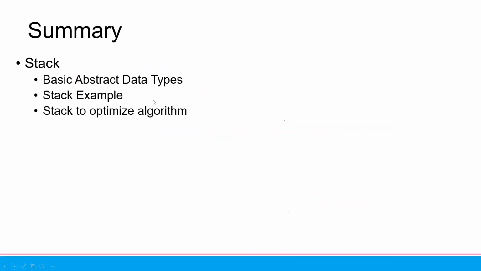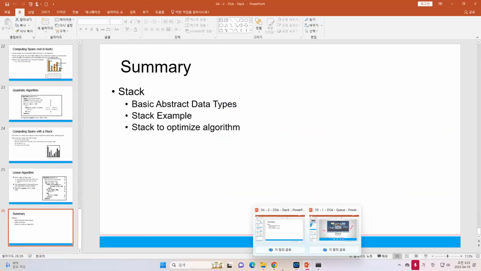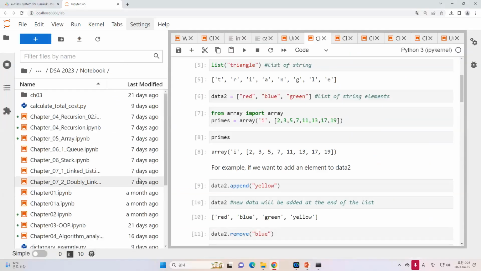Okay, this is the stack. You learn about the abstract data types and the example and how we can optimize the algorithm with stack. So let's take a look at the code. I give you the IPYNB.